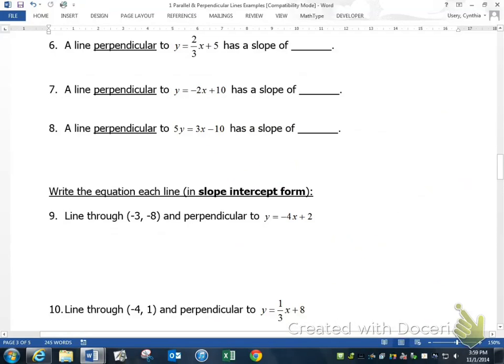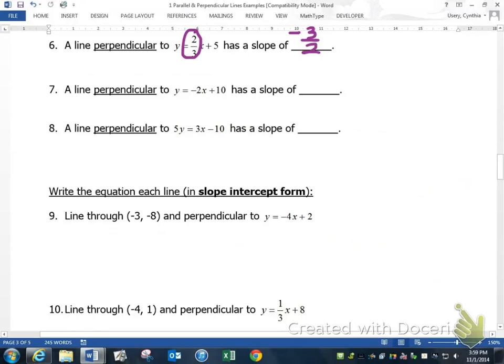Okay, a line perpendicular to y equals 2/3 x plus 5 has a slope of blank. Well, if they're perpendicular, that means their slopes are opposite reciprocals. So the opposite reciprocal of 2/3 would be negative 3 over 2. That would be the slope of a line that's perpendicular to this one.